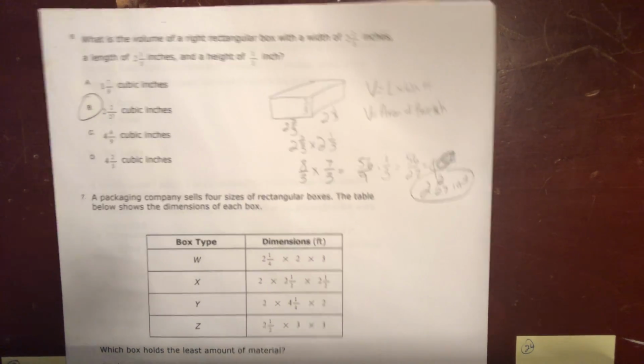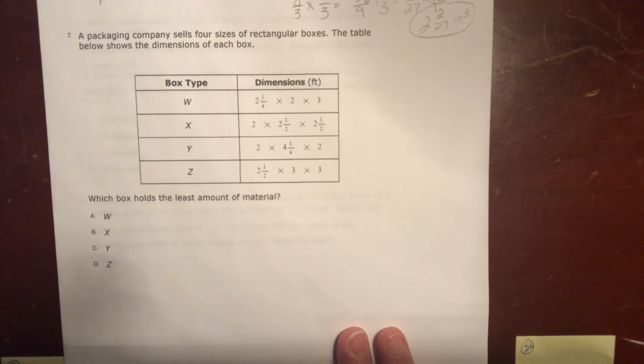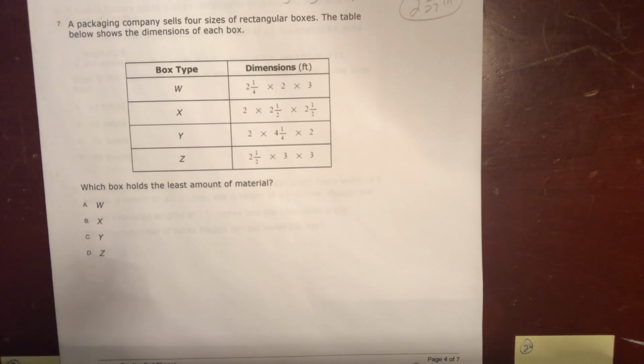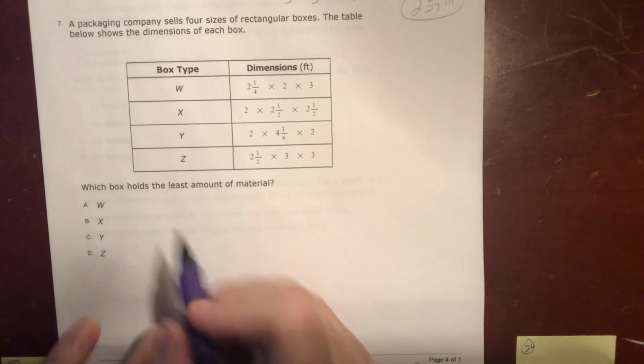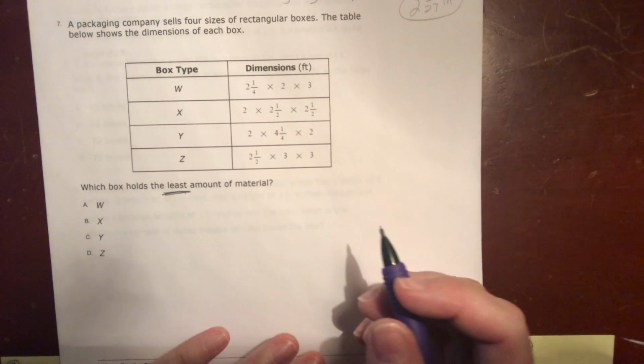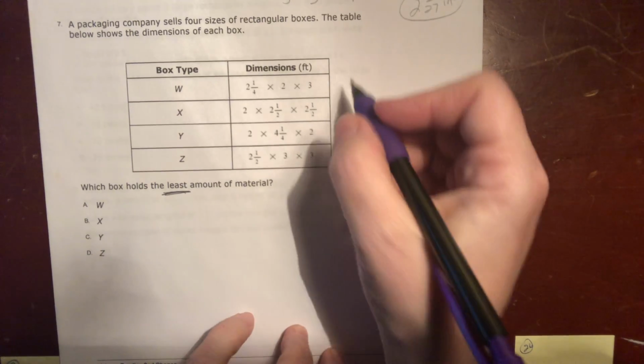Okay. Let's do number 7. A packaging company sells 4 sizes of rectangular boxes. The table below shows the dimension of each box. Which box holds the least amount of material? So this is a really mean way of making you do 4 volume questions. So let's take a look.